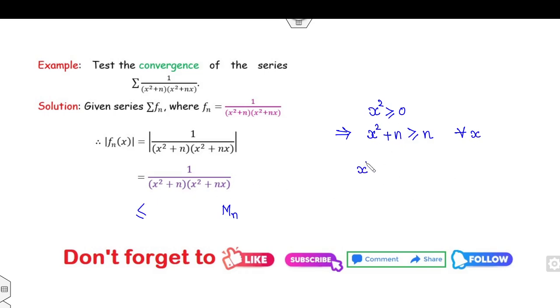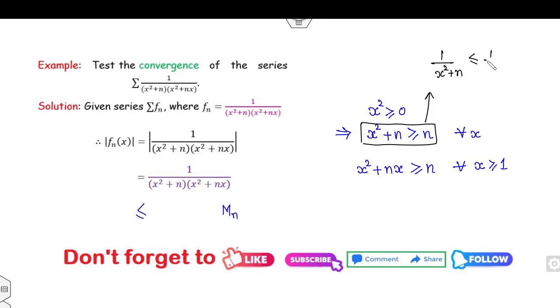x square is greater than, so if I add nx, this is always greater than n, provided x must be greater than or equal to 1. Fine. So what do you conclude from this case? From this I can write 1 over x square plus nx is less than or equal to 1 over n, for all x greater than or equal to 1.